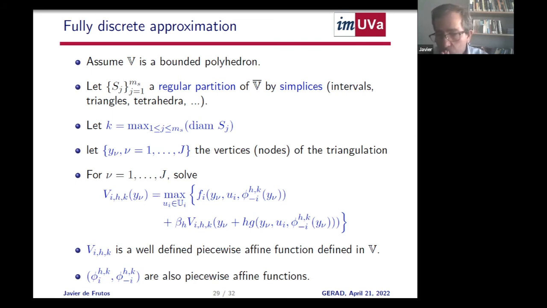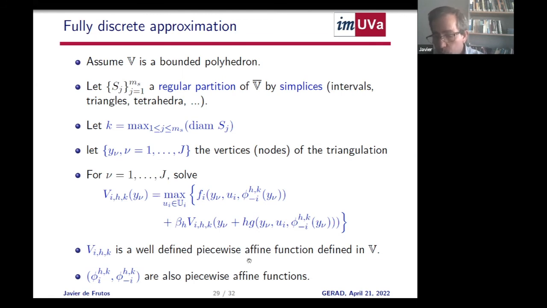What we do is to localize the Bellman equation in the vertices of the triangulation. In this way, we have a finite set of equations. We no longer have a nonlinear functional equation to solve, but a finite system of nonlinear equations. And this is much more manageable. Here we can use the classical value function iteration, policy function iteration, etc., the classical techniques in order to solve this kind of system.